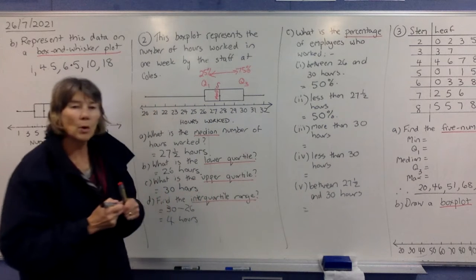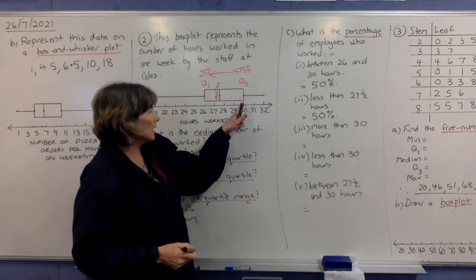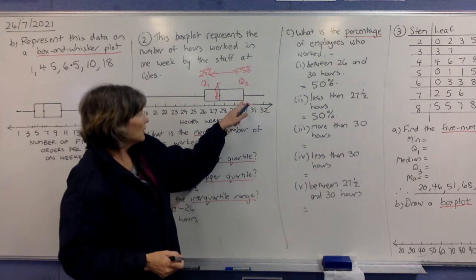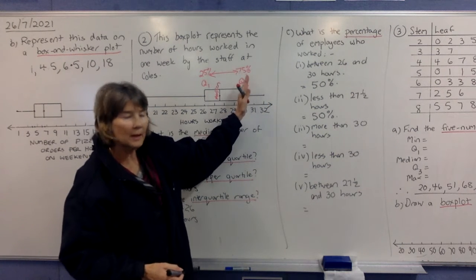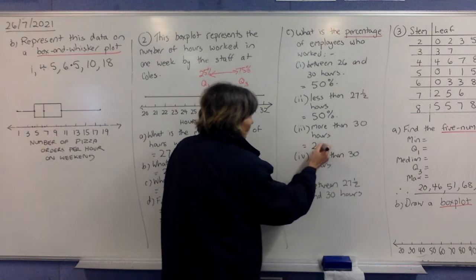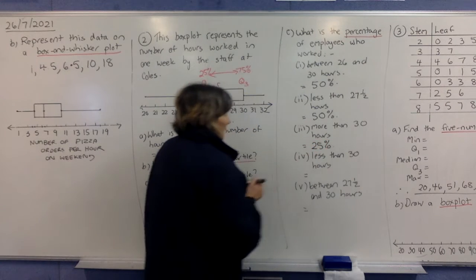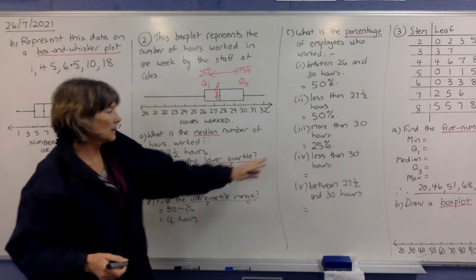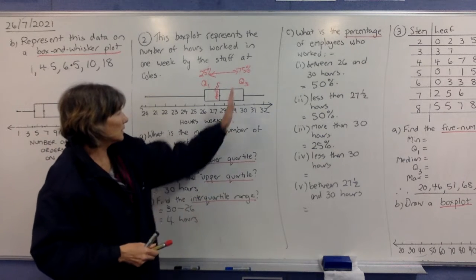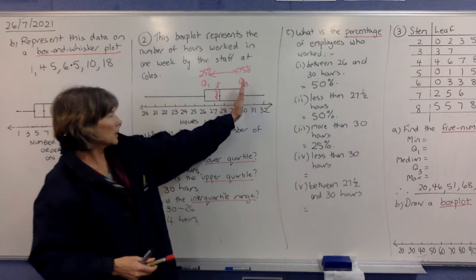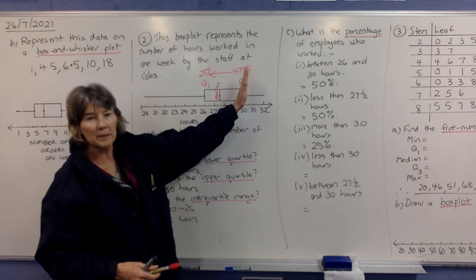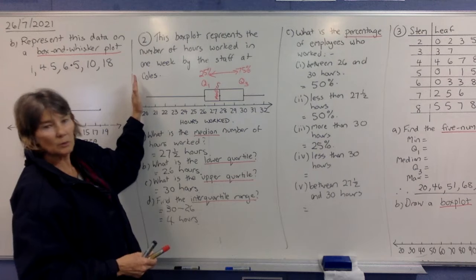The next one, more than 30 hours. Here's your 30 hours. We're going this direction. This is Q3. This is 75%. So to get to 100% from there, you're only looking at 25%. And this next one, less than 30 hours. Here's your 30. We're looking at everything this way. So if that's Q3, the 75% mark, we've got 75% of the scores over here.